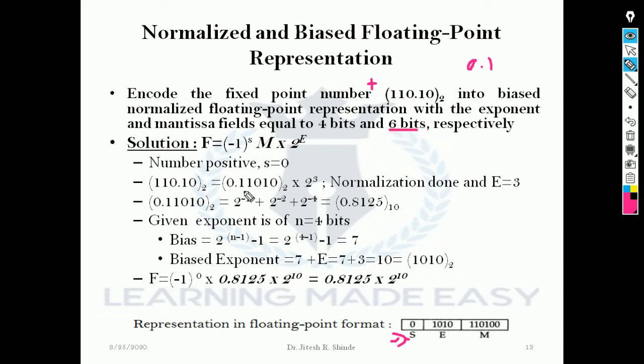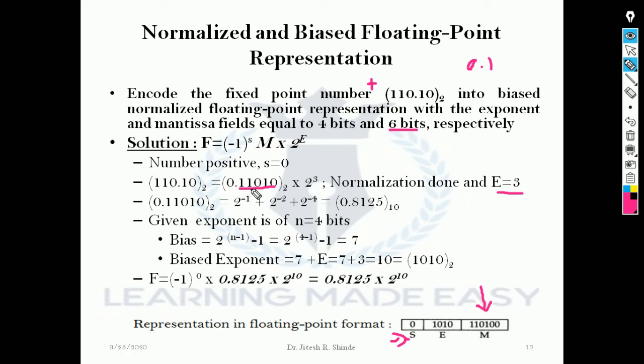So this 11010 is copied here in this field, in this representation format. Thus we have got the mantissa component 110100. Now here 2 to the power 3 is coming, meaning our exponent value is equal to 3. Now let's find the decimal representation for the mantissa part.